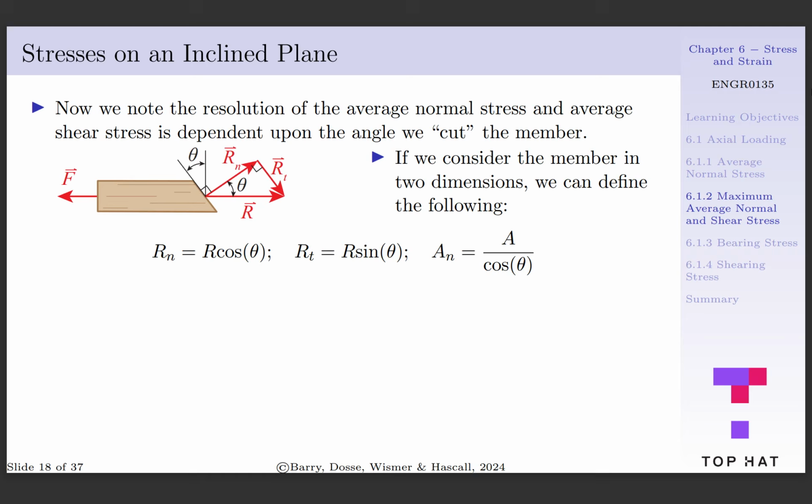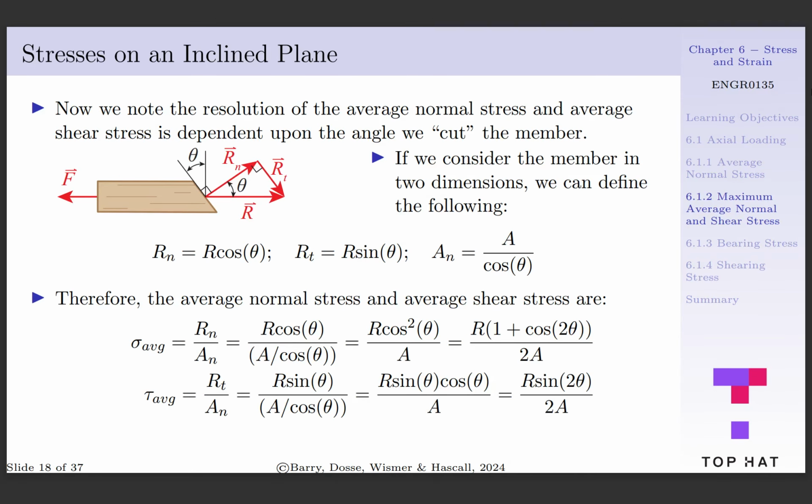Therefore, we can redefine our average normal and average shear stress based on theta. First, we'll look at average normal stress. Average normal stress is Rn per An, where Rn is R cosine theta and An is A per cosine theta. This gives the quantity R cosine squared theta per the cross-sectional area, which can be expressed as R times the quantity 1 plus cosine 2 theta per 2 times the cross-sectional area.